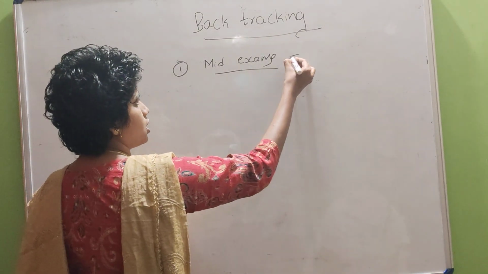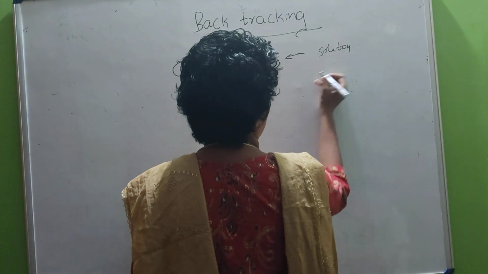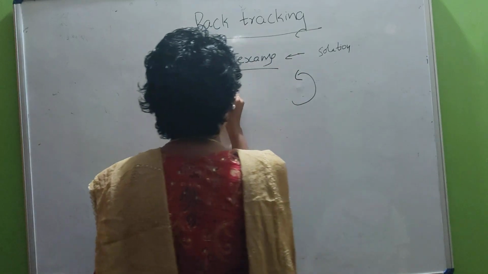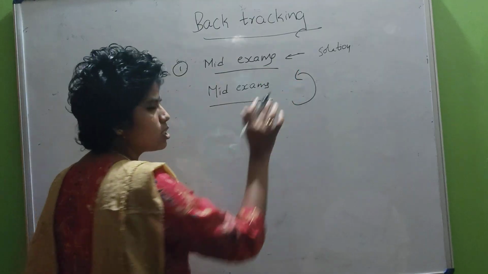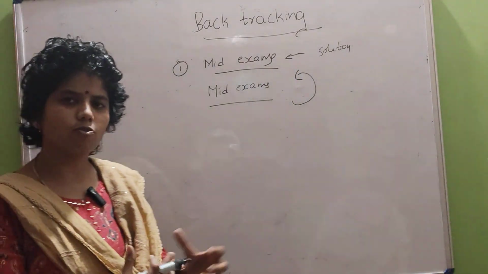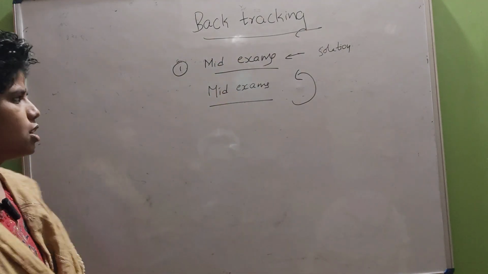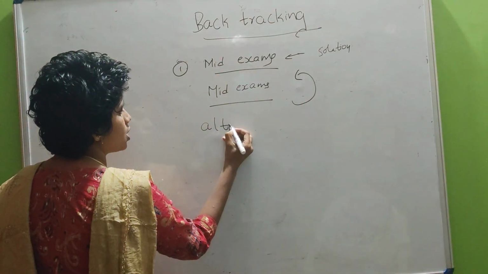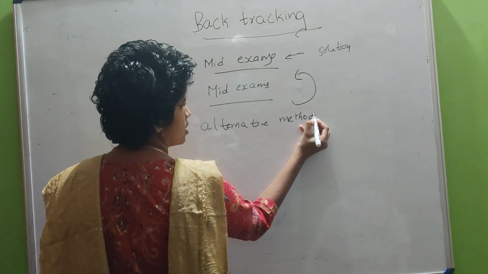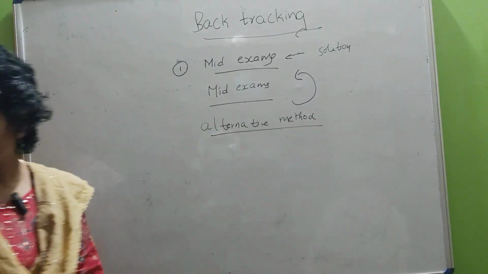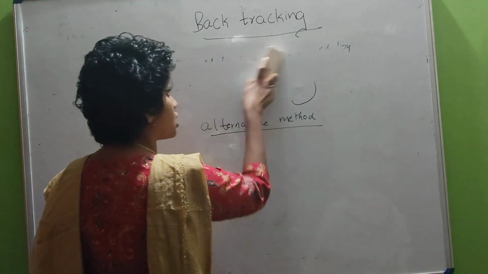Means you have worked on it. You will find that this is not the actual solution, and you will refine something for your next mid exams or external exams. Means whenever the solution is not feasible, that means the solution you are framing is not the exact path, otherwise the feasible or viable path, then you are going to find some alternative method. This is called backtracking. Whenever the solution is not feasible or viable, you backtrack the solution and find another solution.